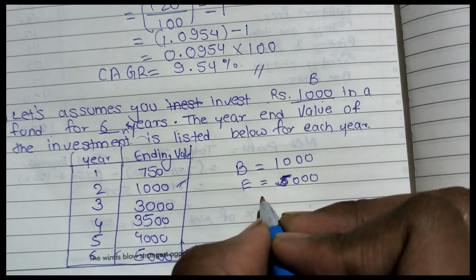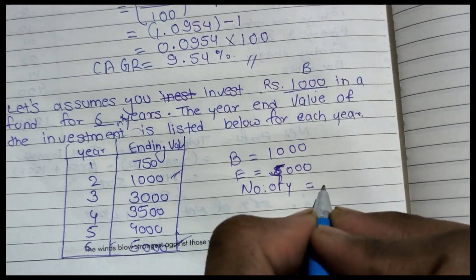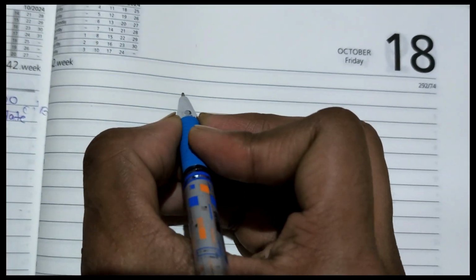And what is the number of years? Number of years is equal to 6 years. So calculate, what is the formula of CAGR, guys?